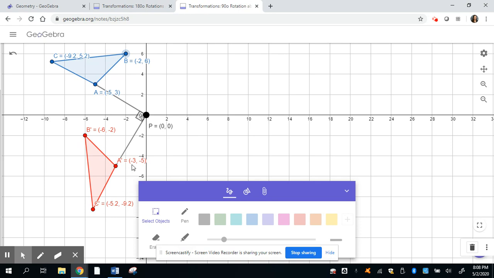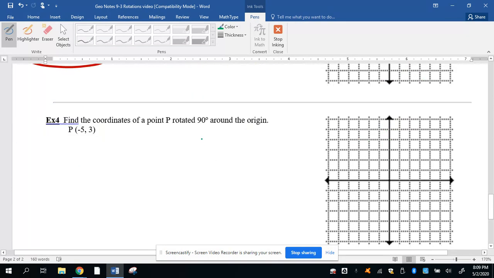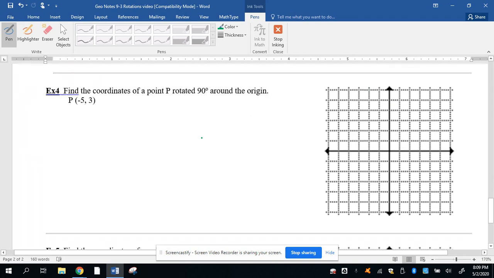But let's go ahead and do that by hand because on a test you wouldn't necessarily have this dynamic software. And GeoGebra is free. I would highly encourage you guys to go to geogebra.org and do some playing around like I did here. Number 4. So we already know the answer because of GeoGebra, but let's go ahead and do this problem.